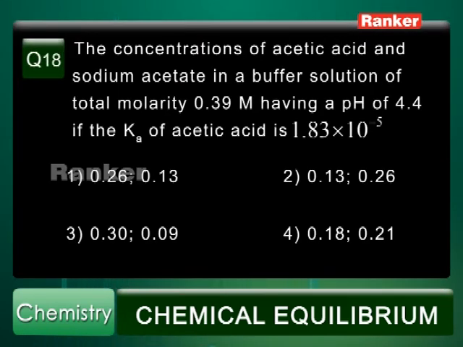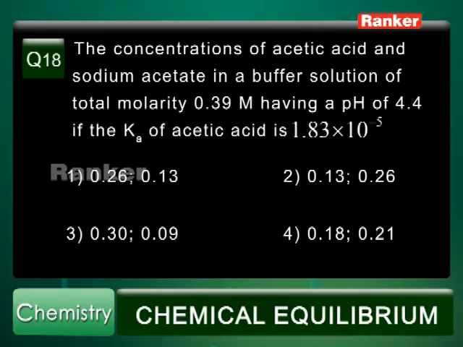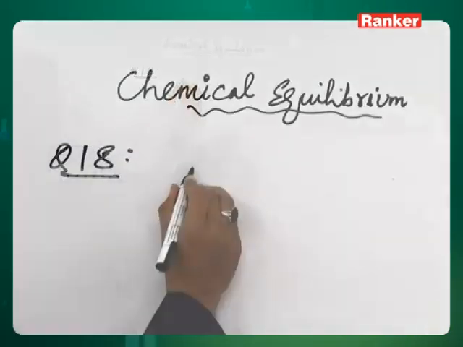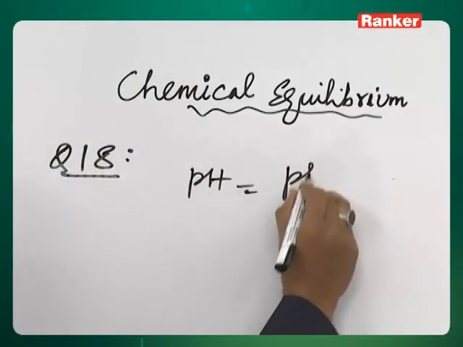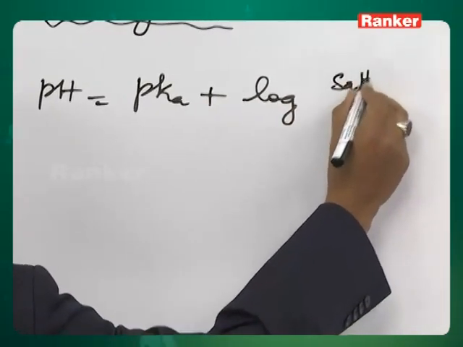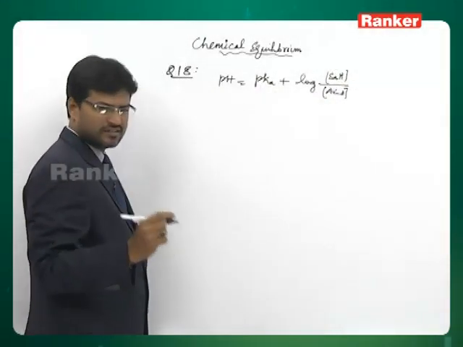The concentrations of acetic acid and sodium acetate in a buffer solution of total molarity 0.39. Total molarity means this is the molarity of acid plus molarity of salt is 0.39 M, having a pH of 4.4, if the K of acetic acid is 1.83 into 10 raised to minus 5. Let us try to solve this question. The formula is like this: pH equals pK plus log concentration of salt by concentration of acid. This is the formula.